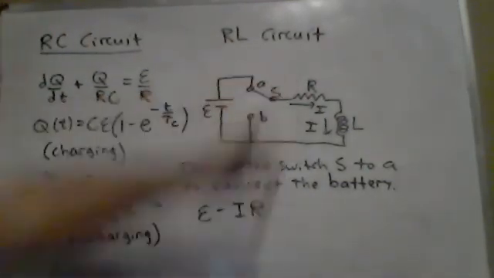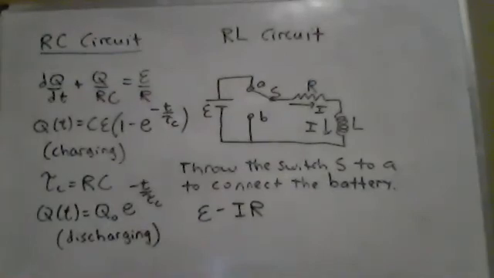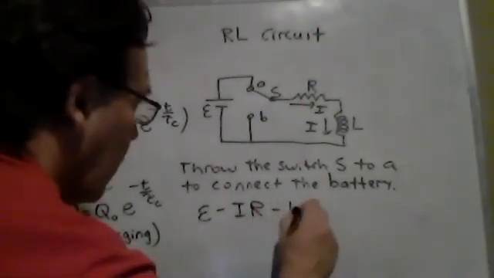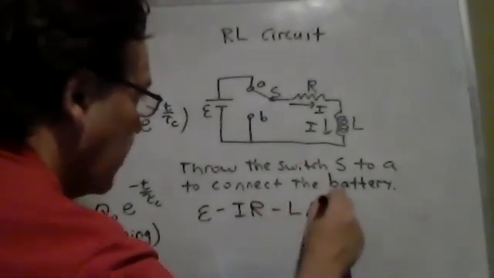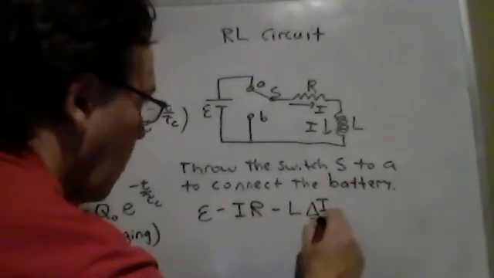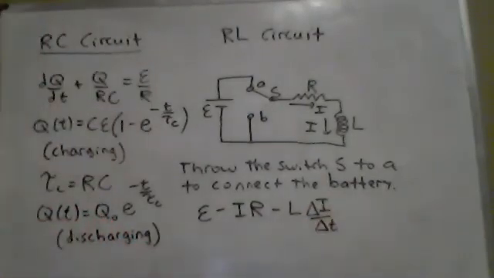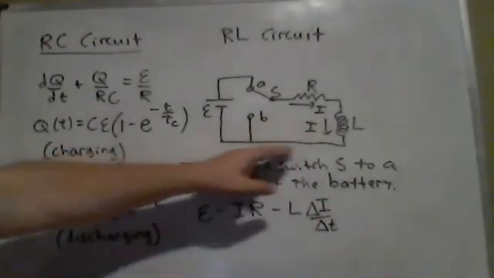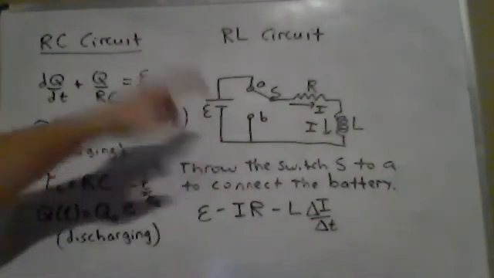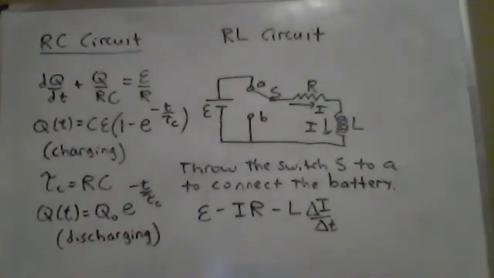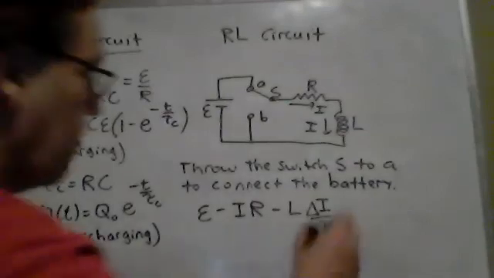Continue, turn the corner. What's the voltage drop across the inductor? That's the self-induced EMF. That'll be negative L delta I with respect to t. Continue, turn the corner, go all the way back, and I end up where I started at the bottom of the battery. That's going to give me 0.